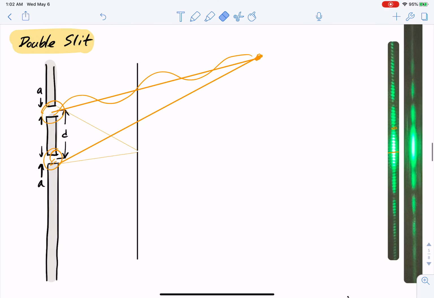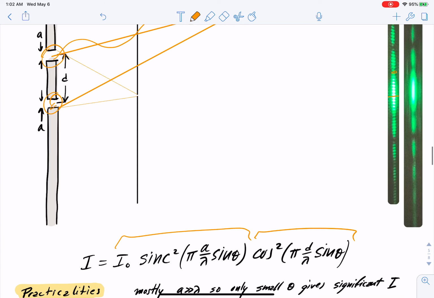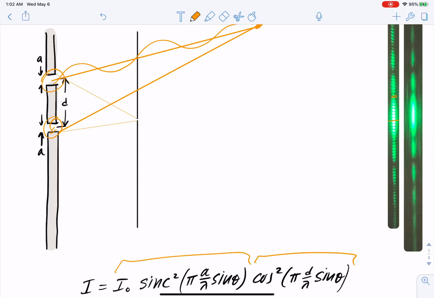Okay, so this pattern here looks quite a bit more complicated than the single slit, but it's composed of 2 parts. Here's the single slit. It's still there, but it's multiplied by a second term here. But it's not so much worse, I guess.